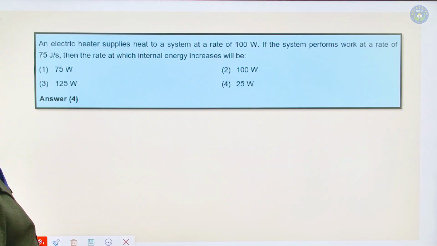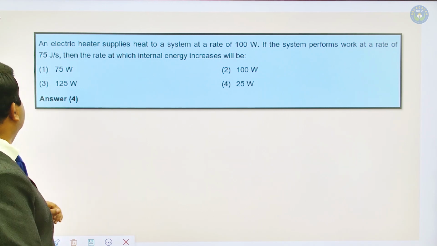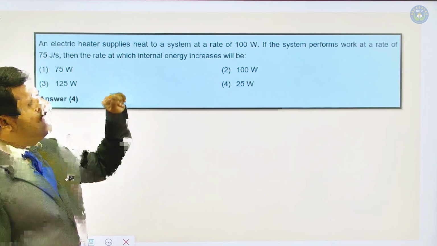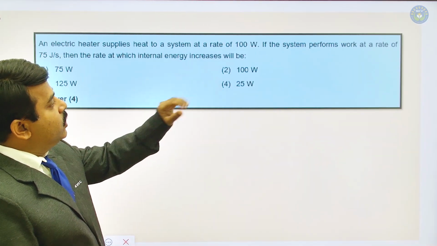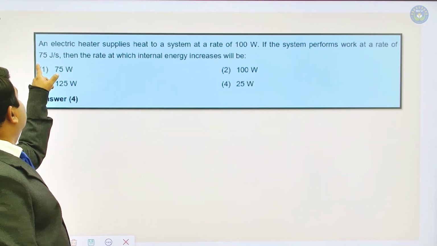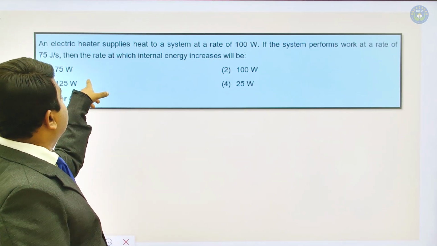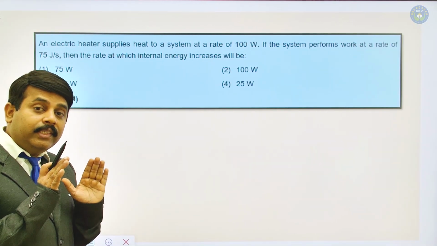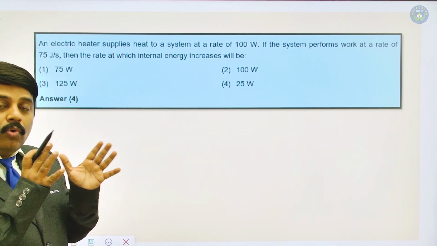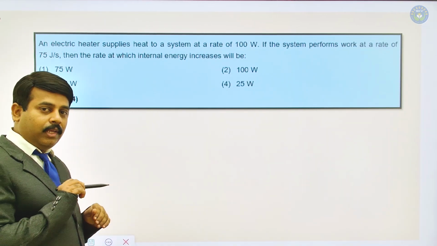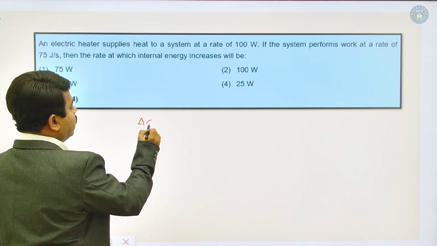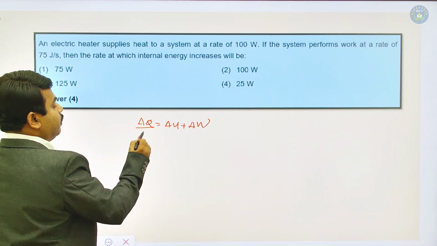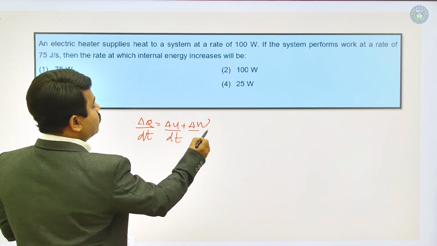All right. Now let us do question number 34. An electric heater supplies heat to a system at a rate of 100 watt. If the system performs work at a rate of 75 joule per second, then the rate at which internal energy increases. How are internal energy, work and amount of heat related? From the first law only, right? What does the first law say? Delta Q is equal to delta U plus delta W. But everywhere they mentioned the rate. Then I am taking this, right?